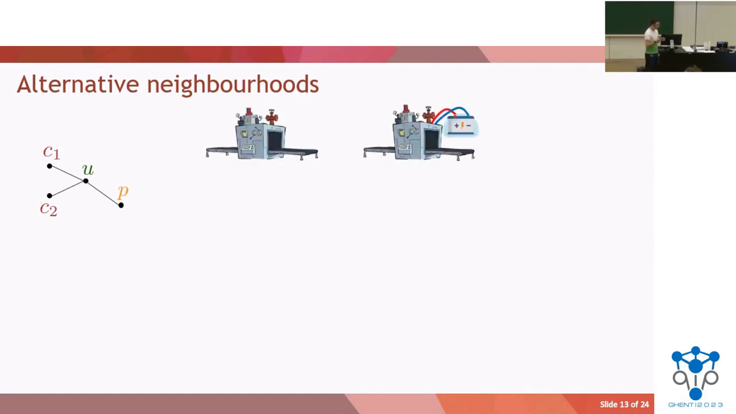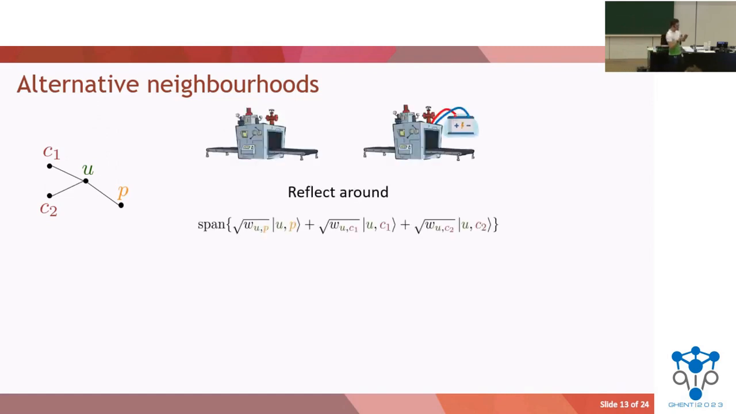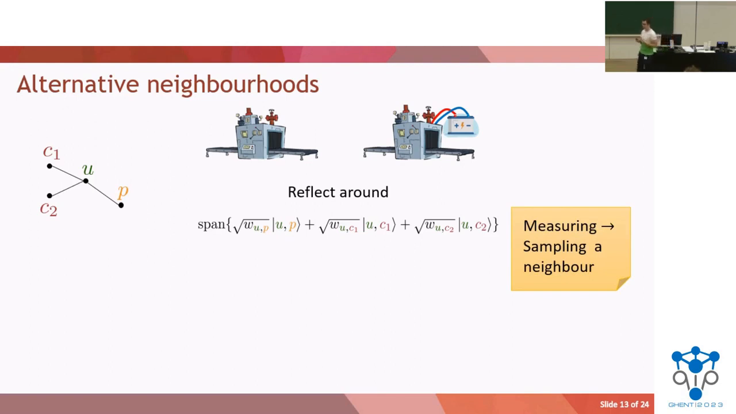Now, if you go into the inner workings of these Belovs or Szegedy machines, then the resulting quantum algorithm must be able to reflect around a weighted superposition of the neighbors of each vertex. This may seem a bit technical, but intuitively, if you were to measure this state, then you're actually just sampling a neighbor. This is the intuition that you can keep.